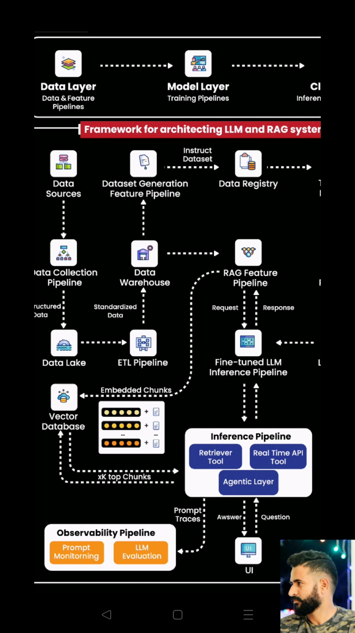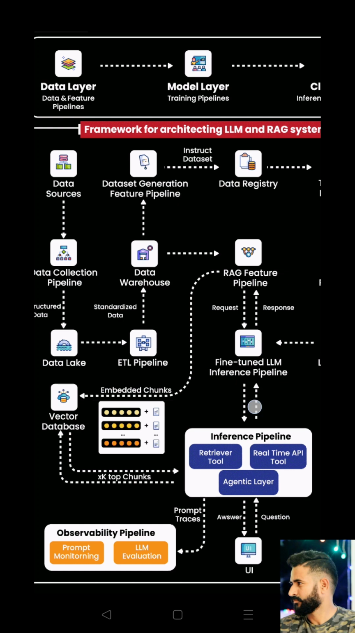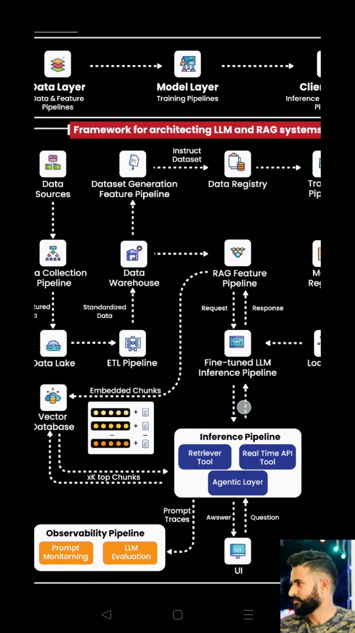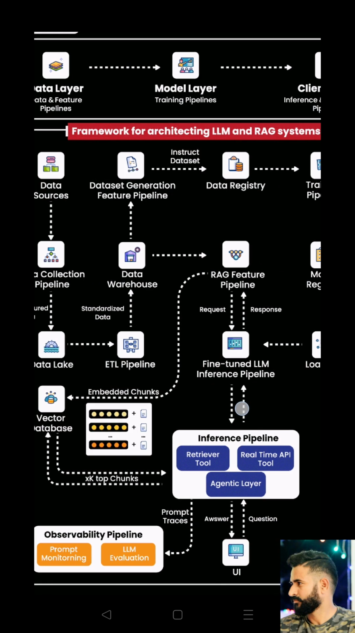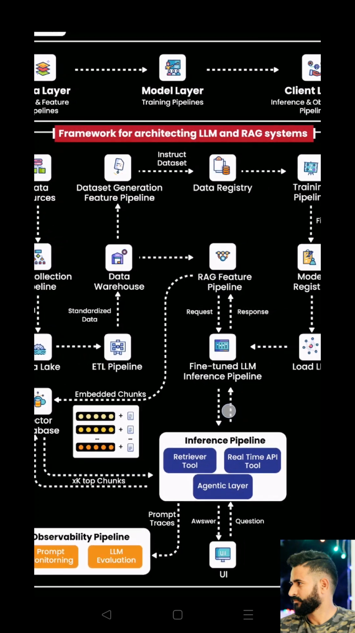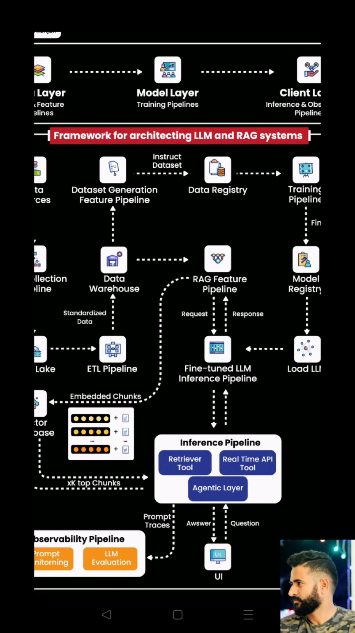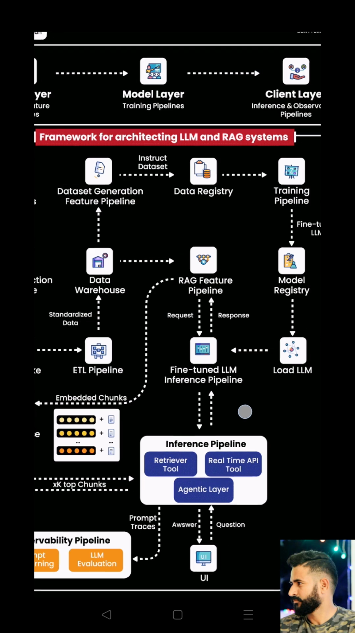Agentic layer. This layer is responsible for the orchestration of the tools and the LLM. Prompt. The user's input or query. LLM, large language model. The core of the system, generating responses based on the prompt and retrieved data. Response. The output generated by the LLM. UI, user interface. The interface through which users interact with the system.